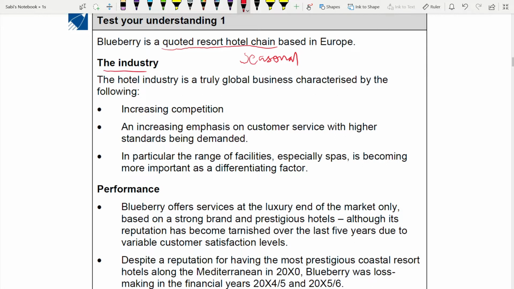What is this industry about? The industry means the hotel industry. The hotel industry is a truly global business, characterized by the following. Number one, increasing competition. You have to take care of these things when you write your answers. Second, an increasing emphasis on customer service, with higher standards being demanded. Third, in particular, the range of facilities, especially the spas, is becoming more important as a differentiating factor. They want more customer service with higher standards, and spa could be a differentiating factor, and competition is increasing.